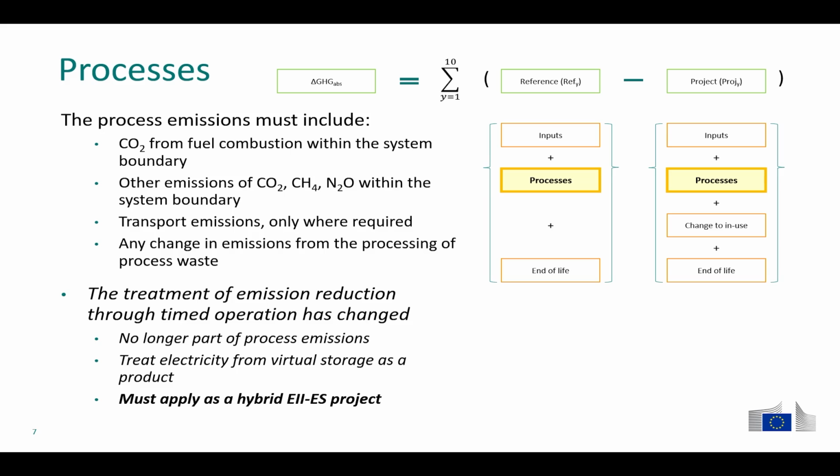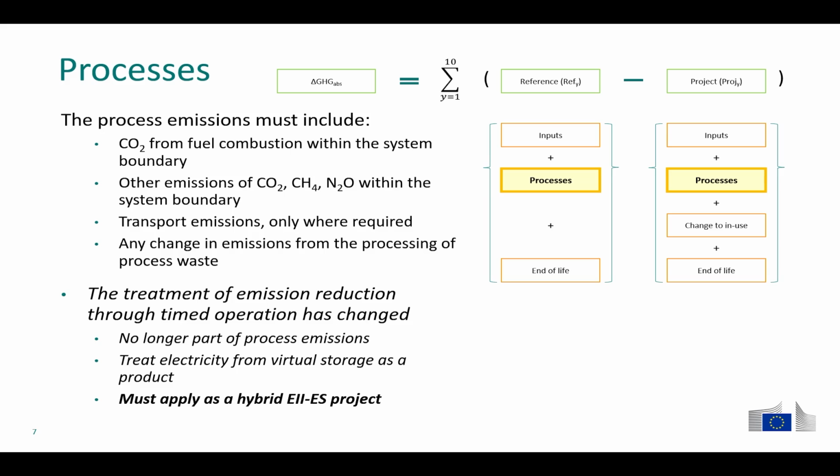The second box in our calculation is the processes box. Process emissions must include all carbon dioxide from fuel combustion within the system boundary, and any other emissions of carbon dioxide, methane or nitrous oxide that occur within the system boundary. Where required, transport emissions should be included under processes, and any change in emissions associated with the processing of process waste should be included in the processes box.